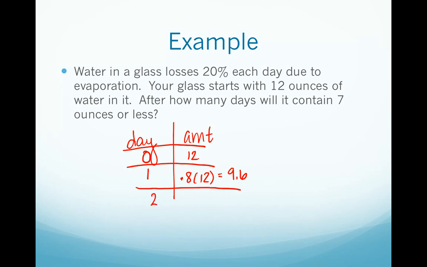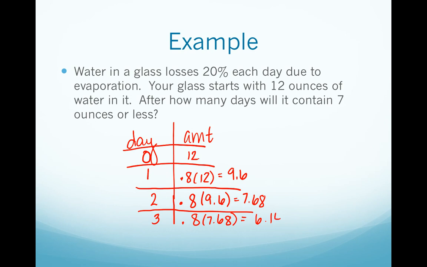So day 2, it's still losing 20% a day. So that means it's retaining 80% of 9.6. So that's 7.68. So then at this point, you can probably assume that it's going to be on day 3, but we can just double check. It's again losing 20%, so we're retaining 80% of the previous day's amount, so 7.68 ounces, which is 6.144 ounces. So after 3 days, we're going to be at 7 ounces or less.